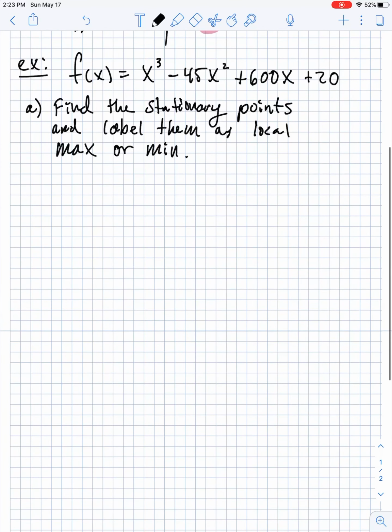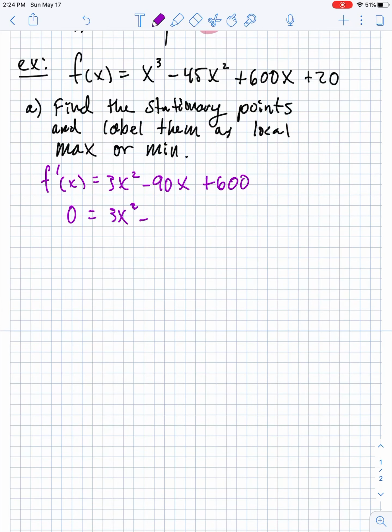Okay, first step. We're going to use that derivative to figure out where the stationary points are. So f prime of x is equal to 3x squared minus 90x plus 600. And that's it. Then remember the stationary points are where the slopes of the tangents are 0. So you can set the slope machine equal to 0: 3x squared minus 90x plus 600. Now you got a gnarly quadratic on your hands, but they're all divisible by 3. So you can go 0 is equal to x squared minus 30x plus 200.